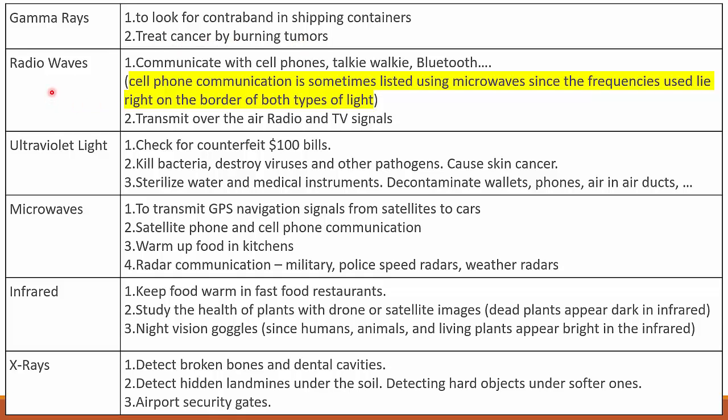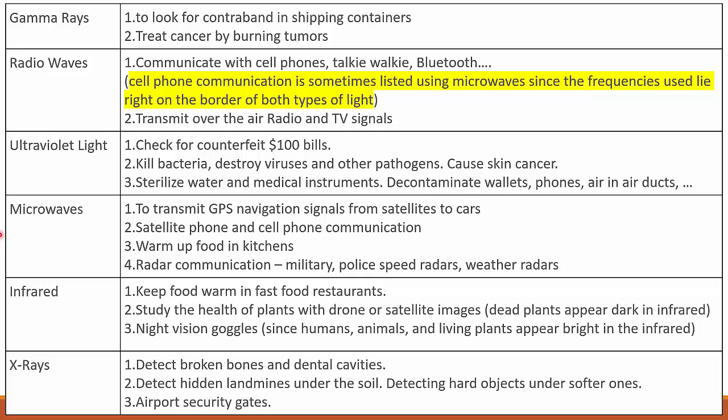Radio waves, on the other hand, we use them to communicate with cell phones, walkie-talkies, Bluetooth, and to transmit over-the-air radio and TV signals, among other things. Cell phone communication is sometimes listed as using microwaves instead of radio waves. And that's because the frequencies used lie right on the border of both types of light.